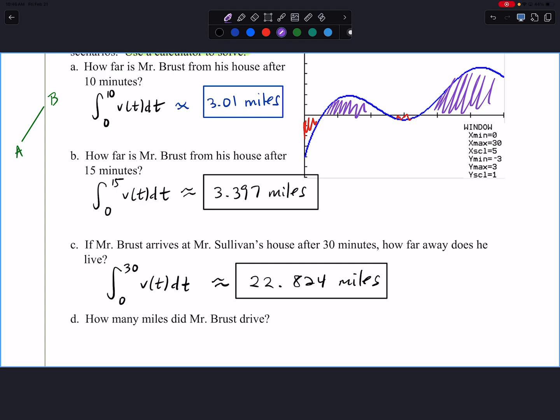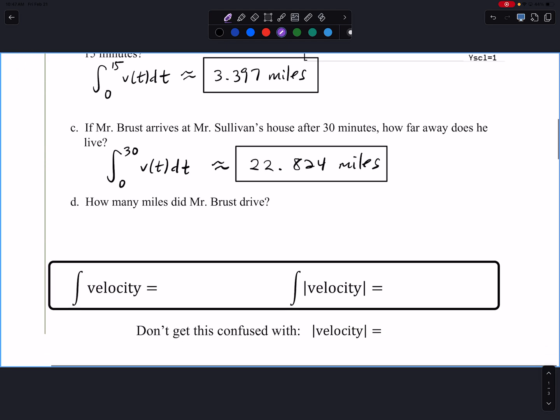Because what I really want is I want this area, but your calculator right now took into account that this area is negative. Your calculator took into account that this area is negative. So it did positive, minus. I want these to be positive. So how do I fix that? Absolute value.